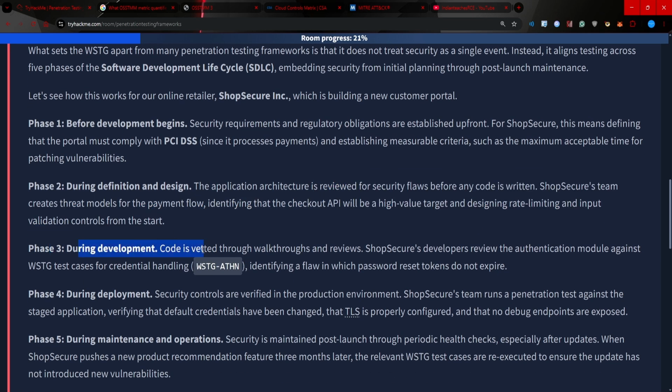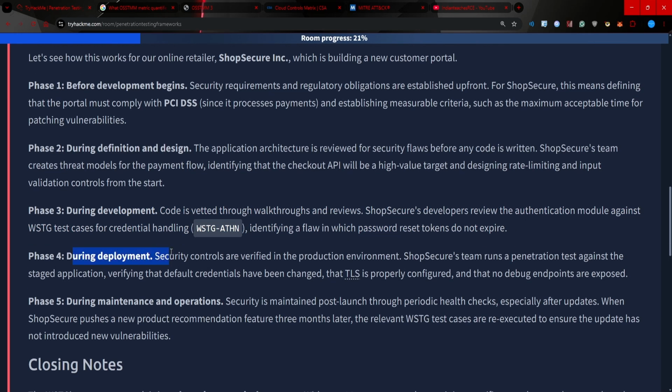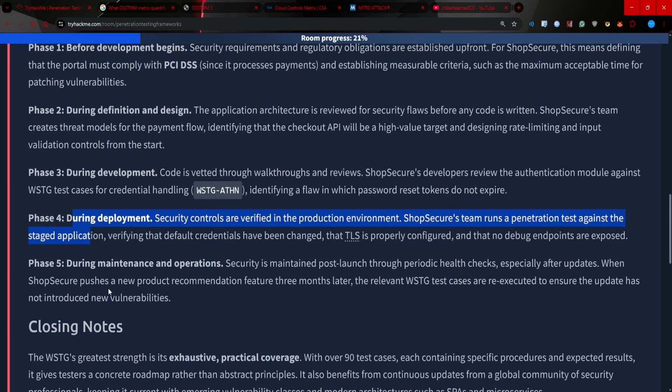Phase 3: during development, code is vetted through walkthroughs and reviews. ShopSecure developers review the authentication module against the WSTG test case for credential handling, identifying a flaw in which password reset tokens do not expire. Phase 4: during deployment, security controls are verified in the production environment. The ShopSecure team runs a penetration test against the staged application, verifying the default credentials have been changed, TLS is properly configured, and no debug endpoints are exposed.